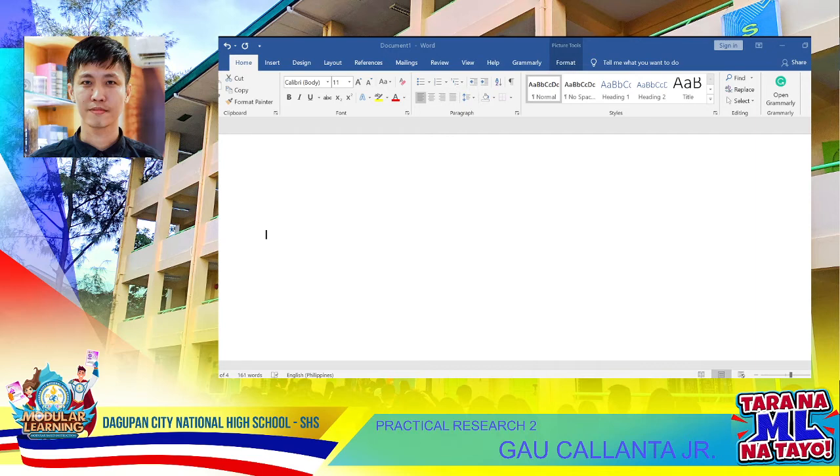There are many forms of instrument in research. When you say instrument, this is the data gathering tool. In quantitative research, this often refers to your research questionnaire. So instrument is the data gathering tool. When you say instrumentation, this is the process. It's a process, so we put here instrumentation.